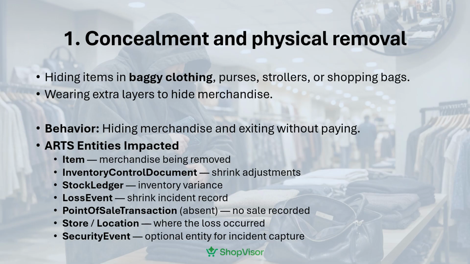The ARTS entities impacted start with item, that is, the merchandise being removed. An inventory control document measures your shrink adjustments. Your stock ledger deals with inventory variance. Your loss event, this is the shrink incident record. The point of sale transaction, it's absent. In other words, no sale was recorded. And the store location, where the loss occurred. And the security event, an optional entity for incident capture.